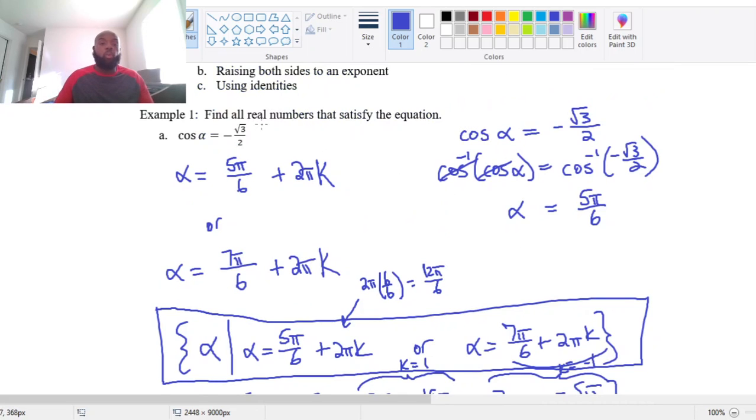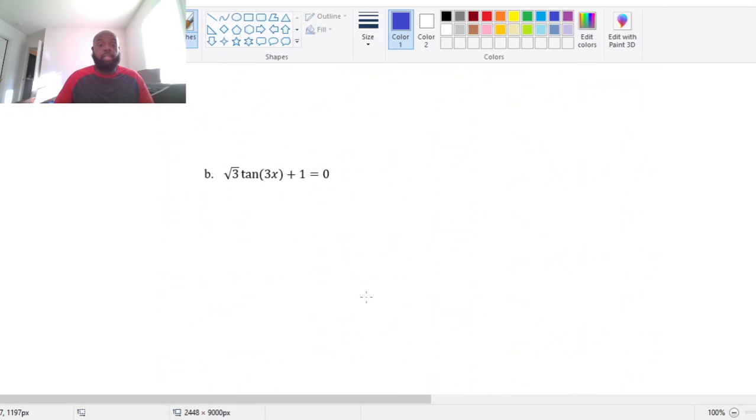So once it's isolated, you find your angle. You can add your period times k, and you're going to get to another angle. Let's look at another example.